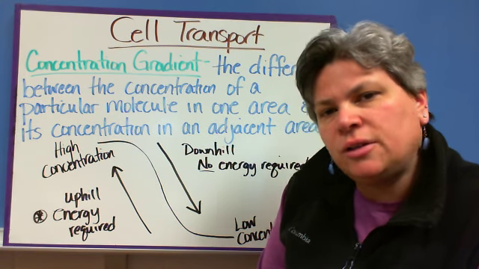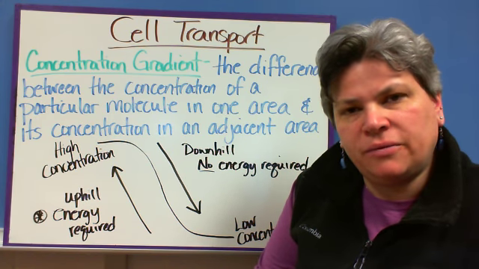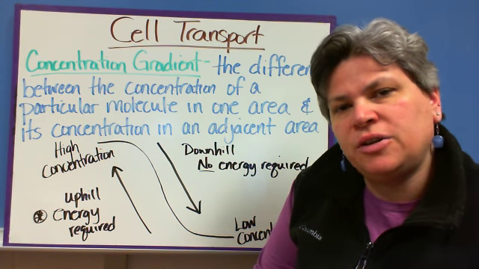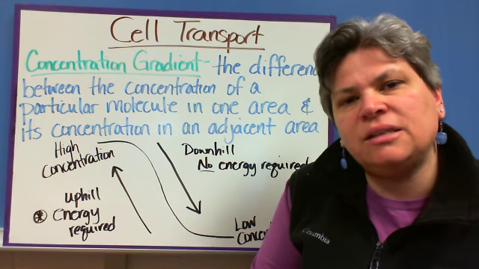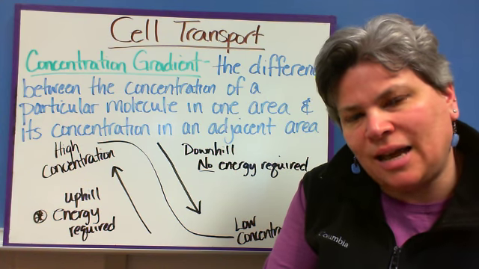Today we're going to talk about cell transport. Cell transport involves how cells get things in or out of them. You may remember that the cell membrane, which we just finished talking about, has the job of controlling what can move in or out of a cell. It's selectively or semi-permeable. Remember, that's primarily based on size.